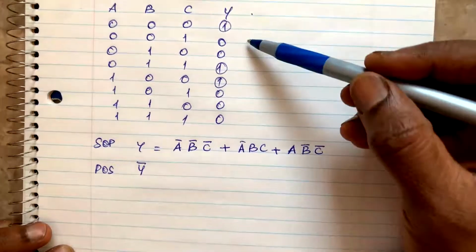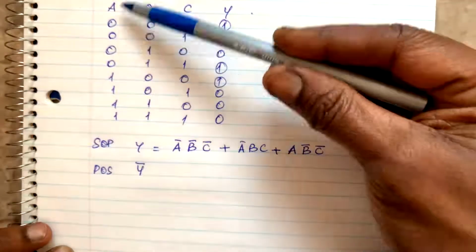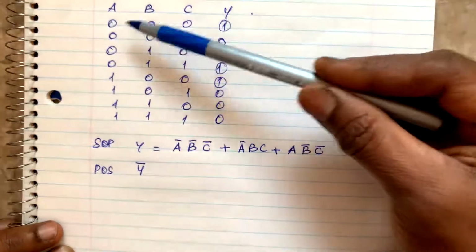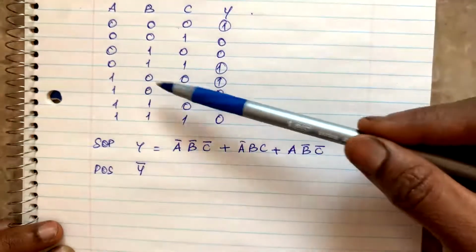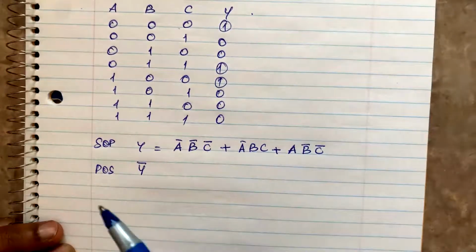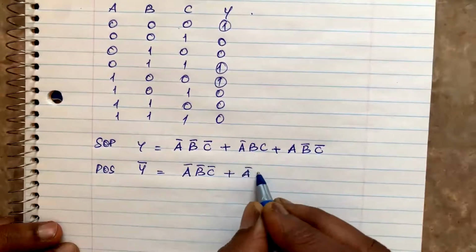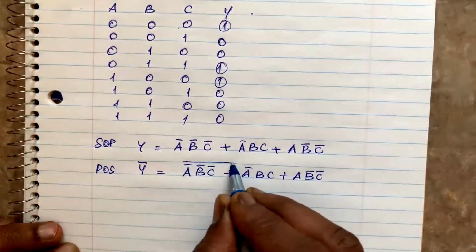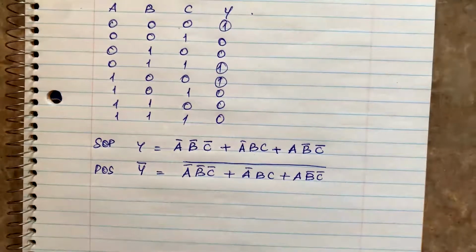From where did I get this? I collected these ones, and wherever I see 0 for a variable, I took the complemented form of that variable, and for ones I took the uncomplemented. So this is A bar B bar C bar, this is A bar B C, and this is A B bar C bar. Y bar is equal to A bar B bar C bar plus A bar B C plus A B bar C bar, the whole bar, where we apply De Morgan's law to get the product of sum expression.